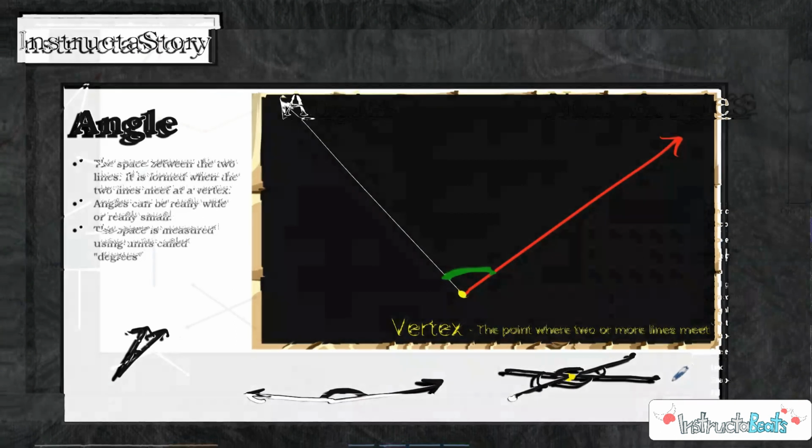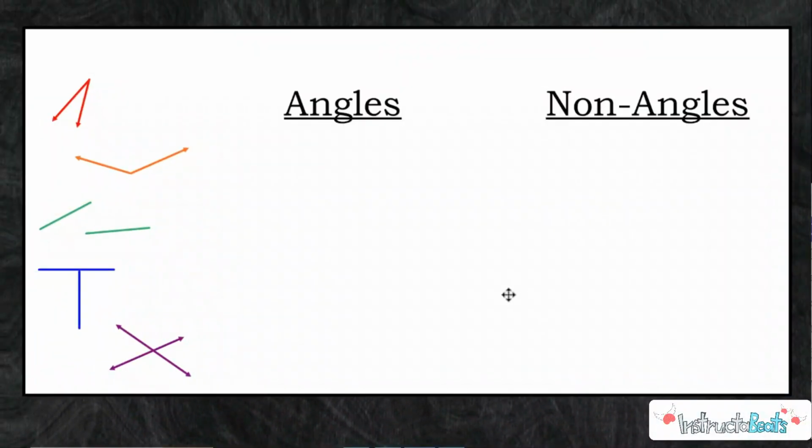Let's do a little sort next to really make sure that we understand what we're talking about. So here, we're going to sort these five different groups. I color-coded them: red, orange, green, blue, and purple. If you think it's an angle, I want you to go ahead and pause the video. Draw it underneath the angle column on your notes. And if you think it's a non-angle or isn't an angle, go ahead and put it under the non-angle section of your notes. Then push play when you're ready to check your work.